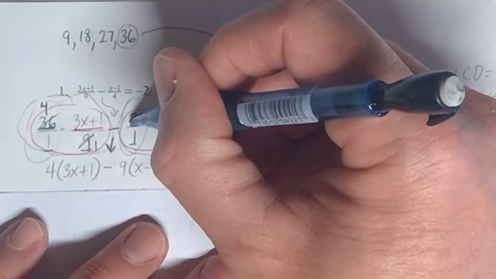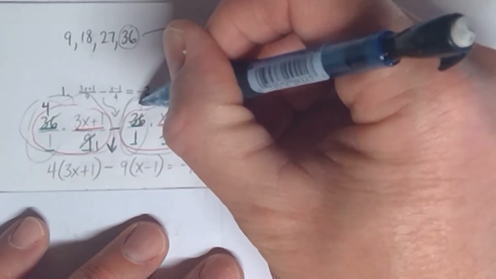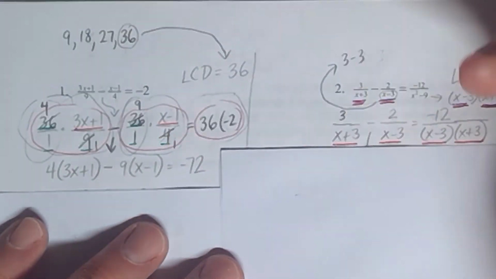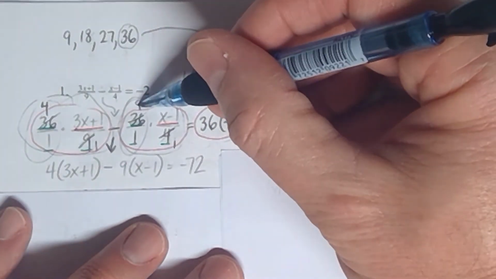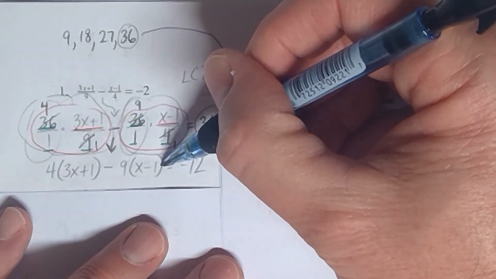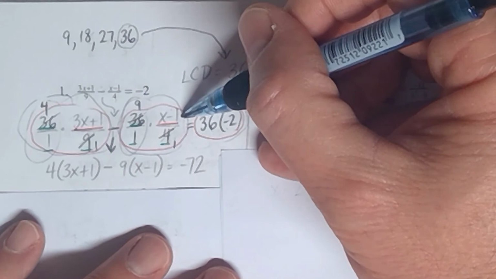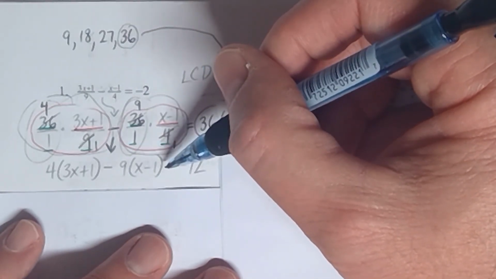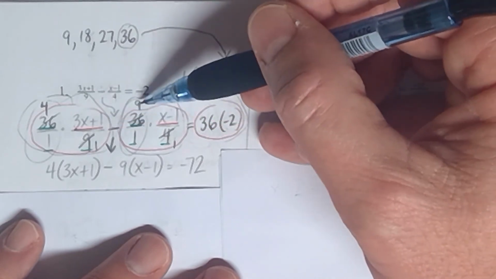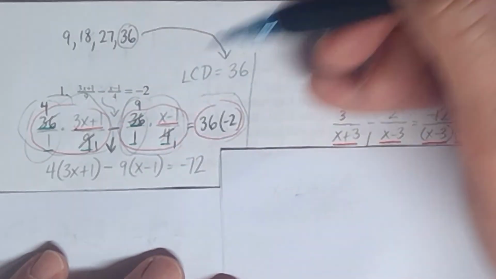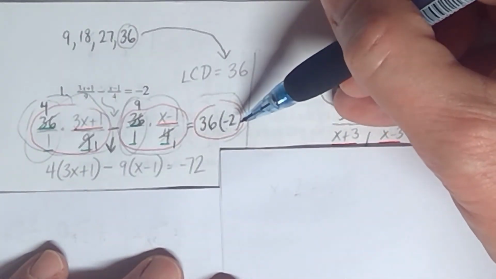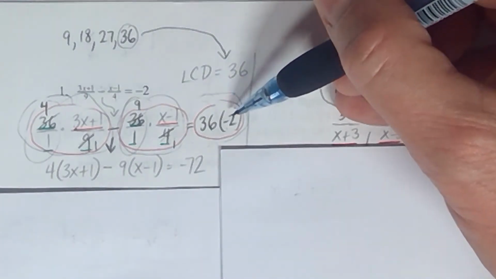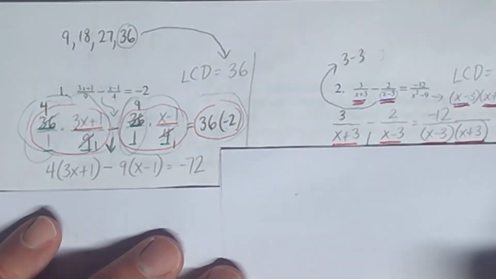Similar thing happens here. The 36 and the 4 cancel. We get 9 and 1. So we end up with 9, and again, bracket the x minus 1 because it's got more than one term. Okay, and bring that down. Very similar to this part. Okay, 9 in front of the bracket. And then here you don't have any canceling to do because there's no fractions. Just multiply it, you get -72.